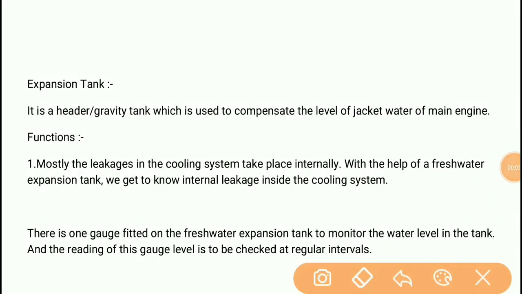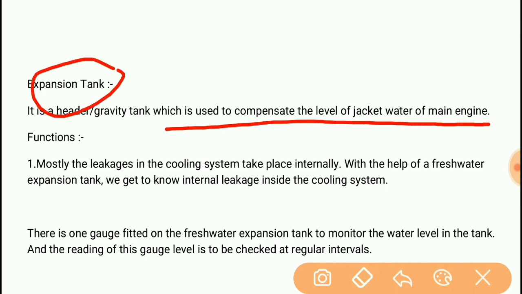Expansion tank is a tank which is used to compensate the level of jacket water of main engine. We can also call an expansion tank a header tank or gravity tank. It is a part of the jacket water cooling system of the main engine. There is also an expansion tank for the auxiliary engine.